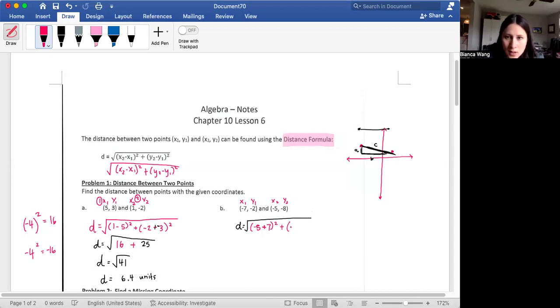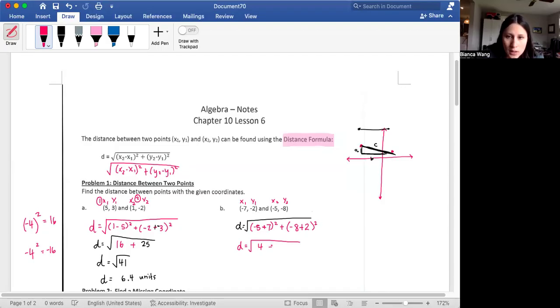Plus -8 minus -2. And so subtracting a negative really means adding a positive. So I'm going to rewrite that there. And let's work it out. So 5 minus 7 is -2. -2 squared is 4. -8 plus 2 is -6.